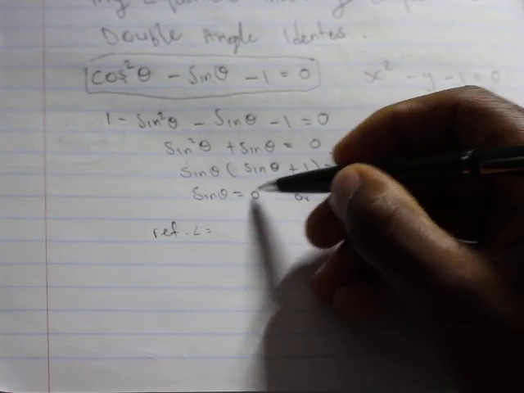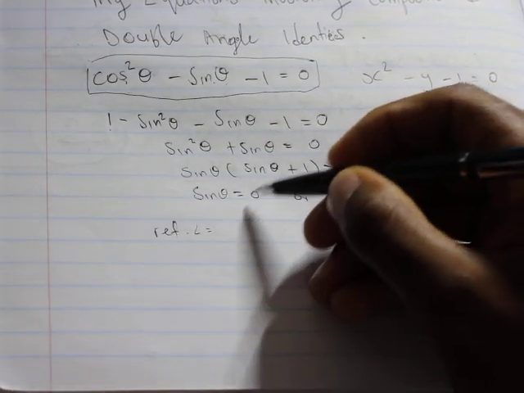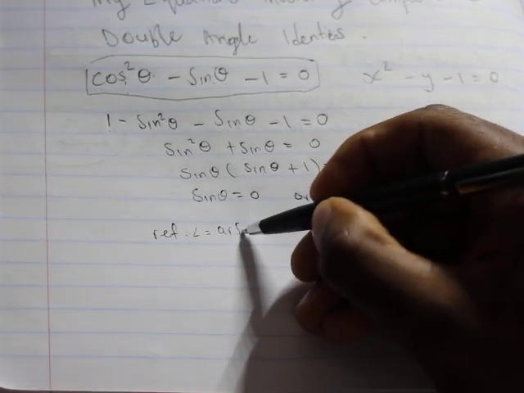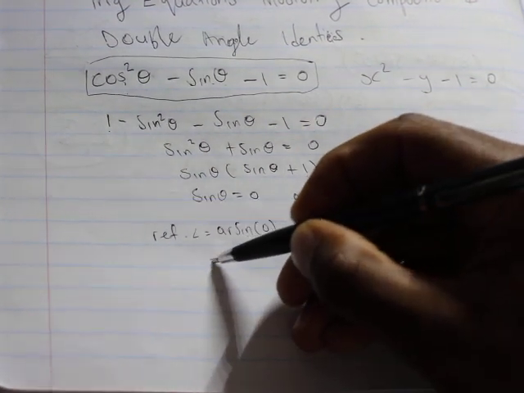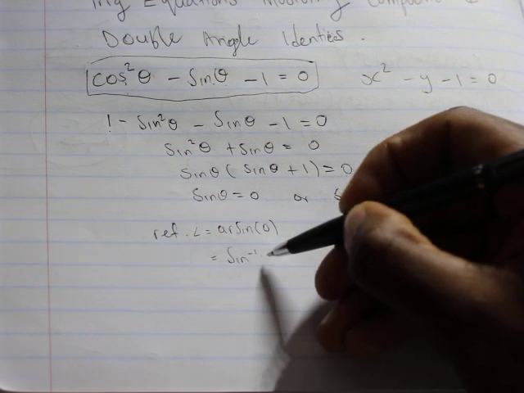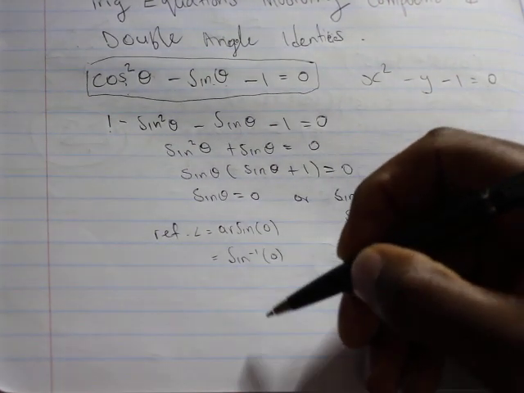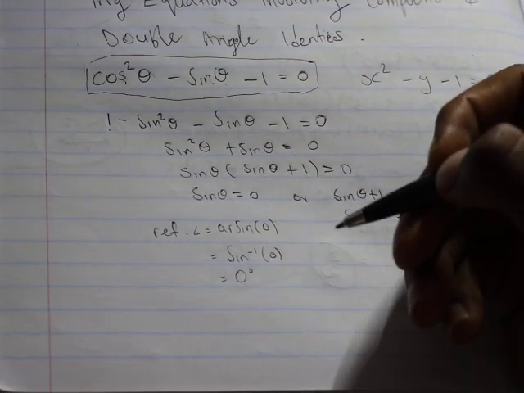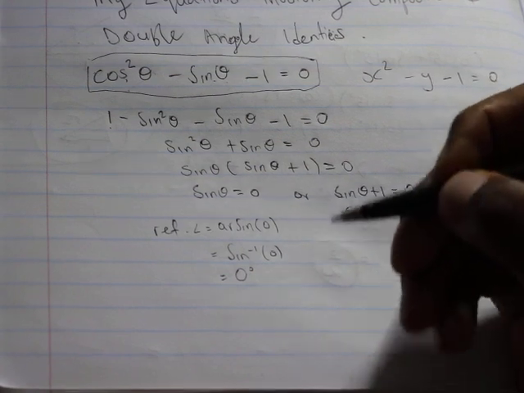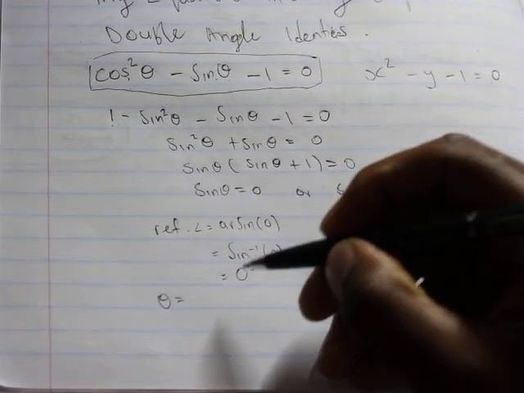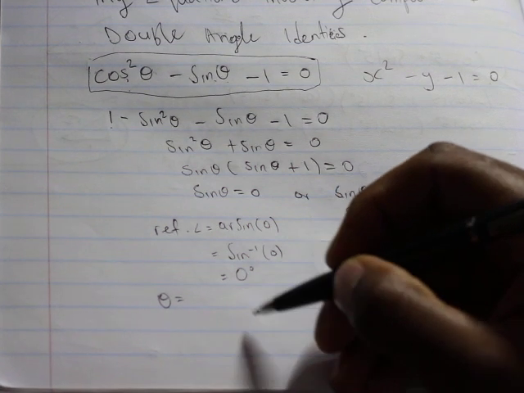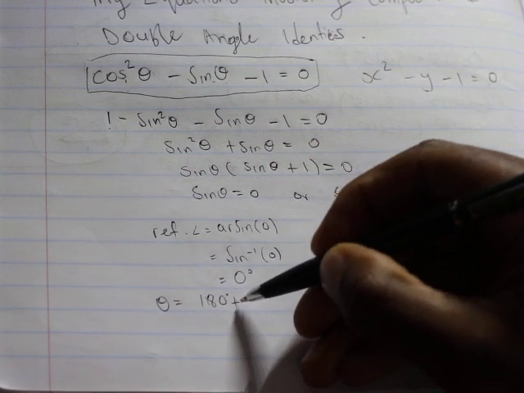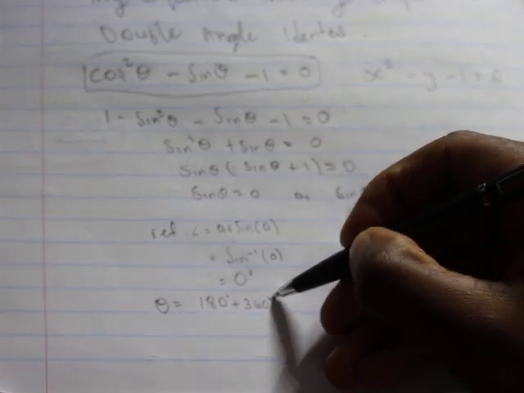The reference angle is going to be the arc sine of whatever is here, excluding the sign. We don't focus on the sign. So arc sine of 0, as per your calculator, is just going to give you 0 degrees. We know it's within the first and second quadrant, so in the second quadrant theta is 180 minus theta. So 180 minus this is just going to be 180 degrees plus the period times k, 360 degrees k.